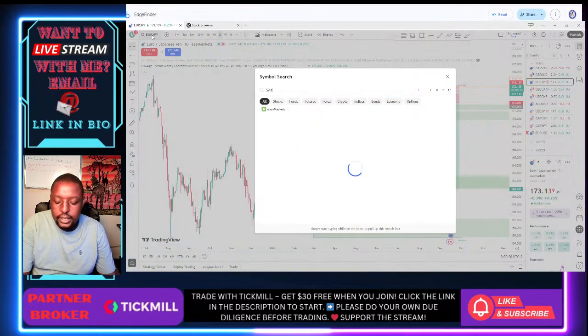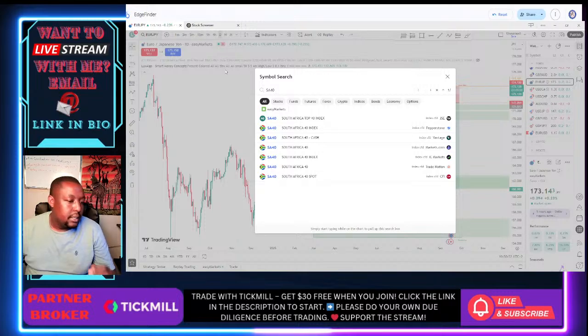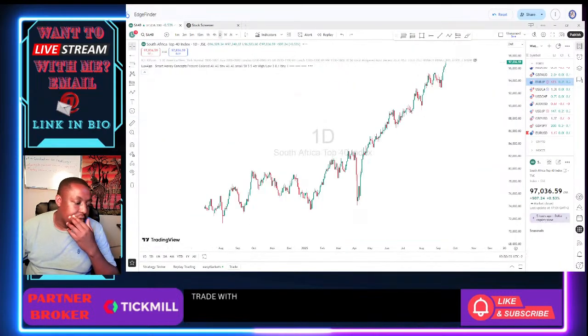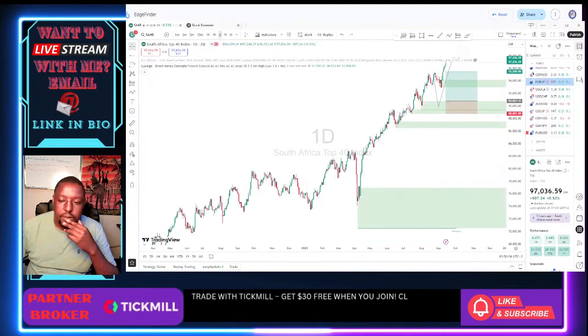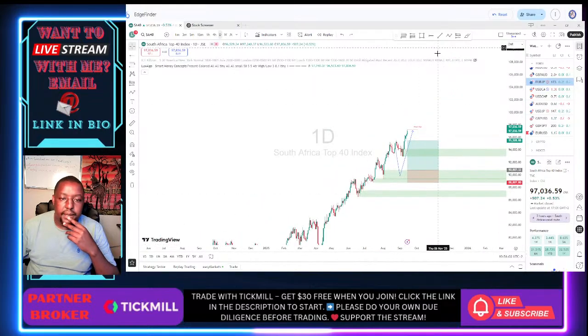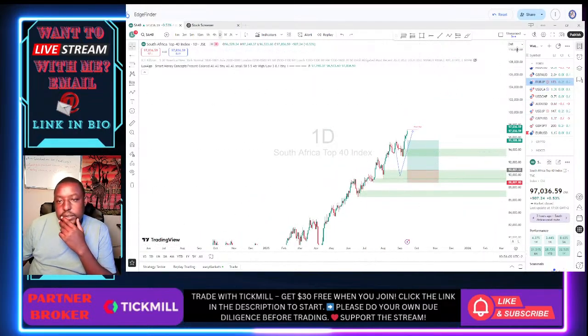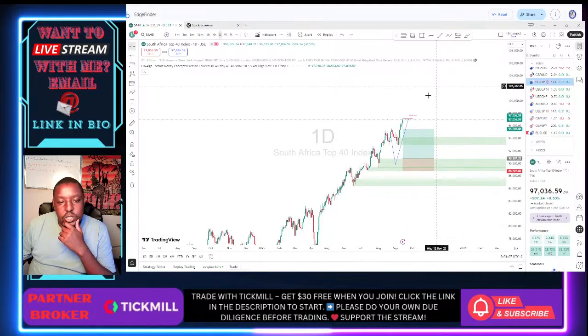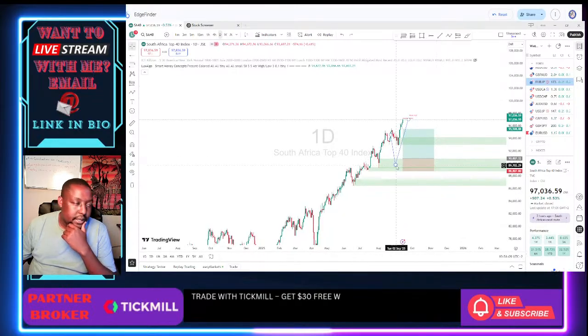I was also looking at SA40. On the SA40 side, nothing much has been happening as well. So yeah, it's just broken above. Look, SA top 40 index has been a beast.